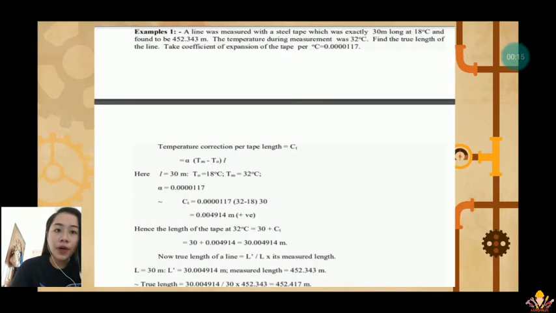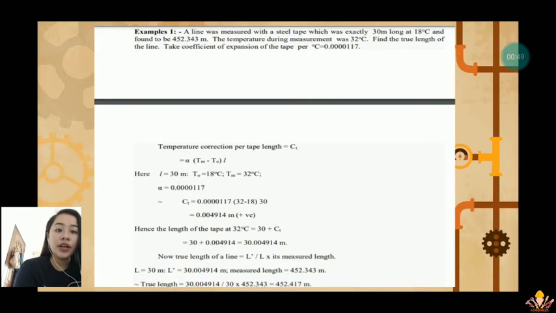So the problem is, a line was measured with a steel tape which is exactly 30 meters long at 18 degrees Celsius and found to be 452.343 meters. The temperature during measurement was 32 degrees Celsius. Find the true length of this line. The coefficient of expansion of the tape per degree Celsius is 0.0000117.